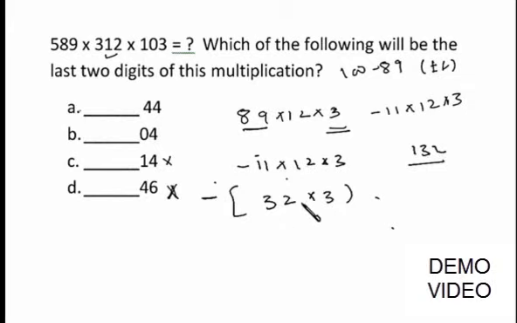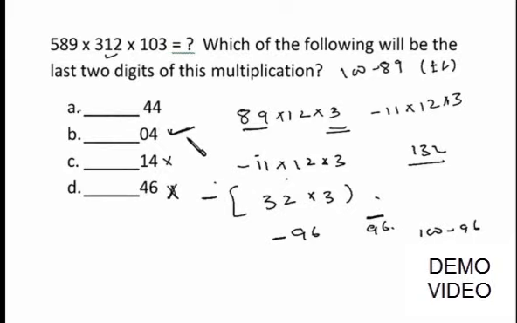Then it is 3. Now 32 into 3 is 96, and we are having a minus sign over here, right? So the last 2 digits will be minus 96, or we can say 96 bar. The last 2 digits cannot be negative, so we deduct it from 100 to get the correct last 2 digits, that is 04. So this will be the correct choice.